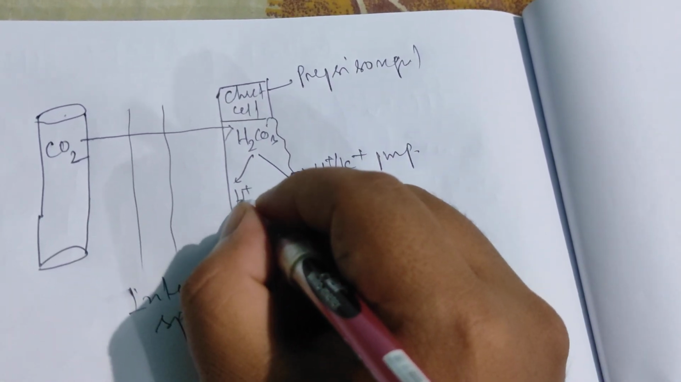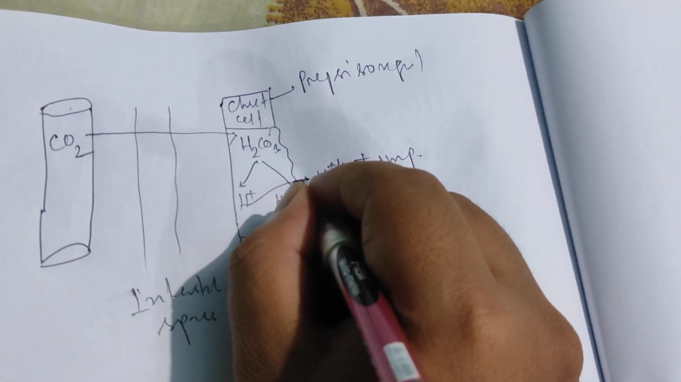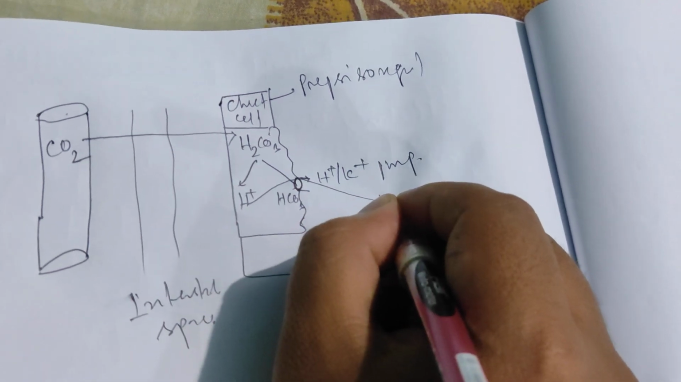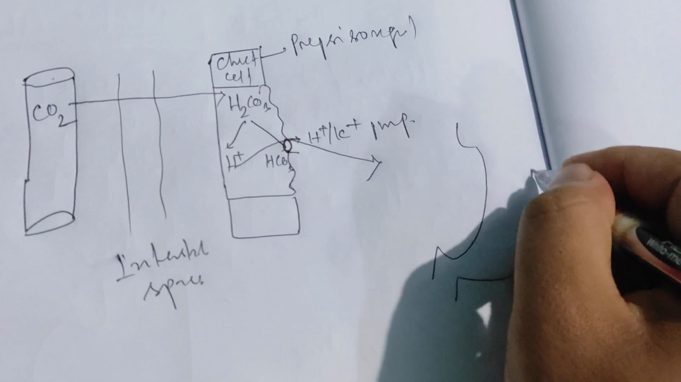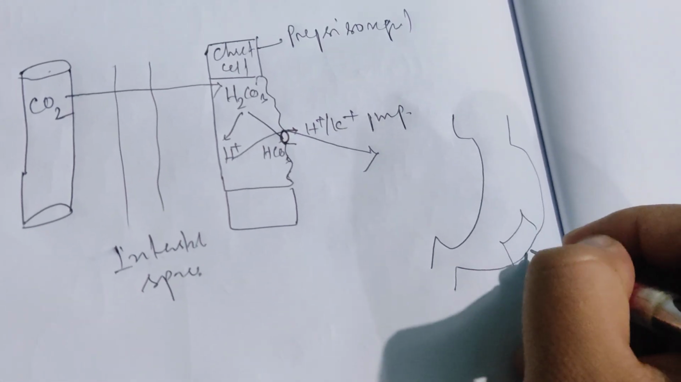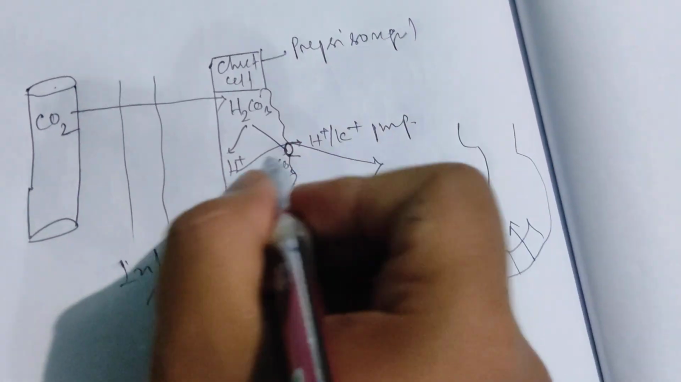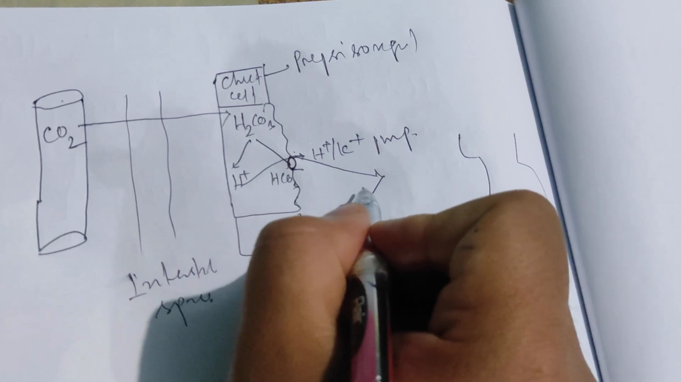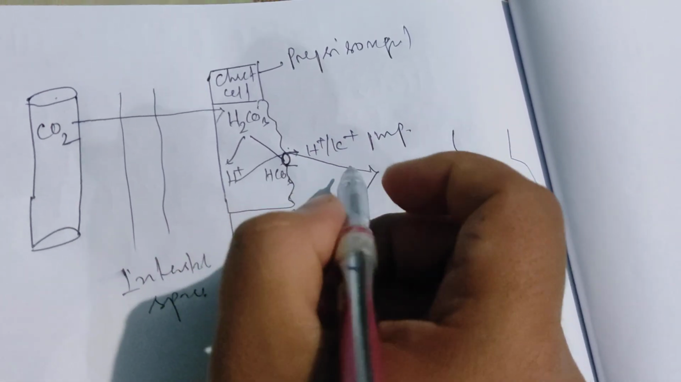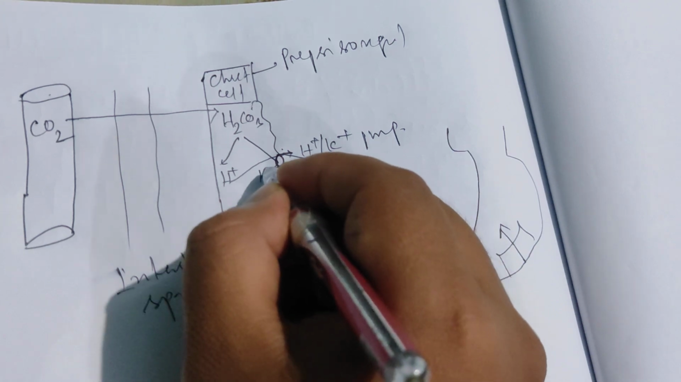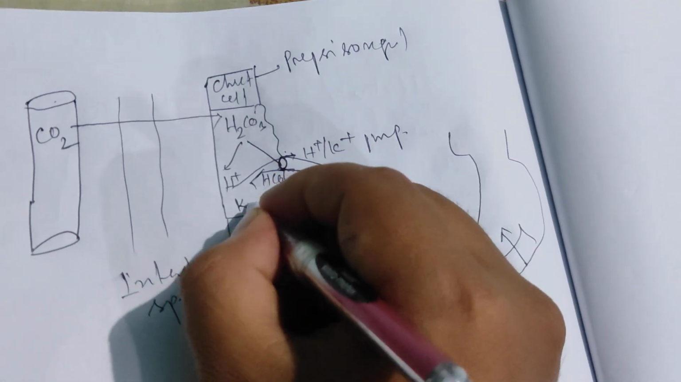hydrogen goes out through this ATPase and goes directly to the stomach. If hydrogen goes out like that, then another ion should get into this parietal cell, which will be the potassium ion.